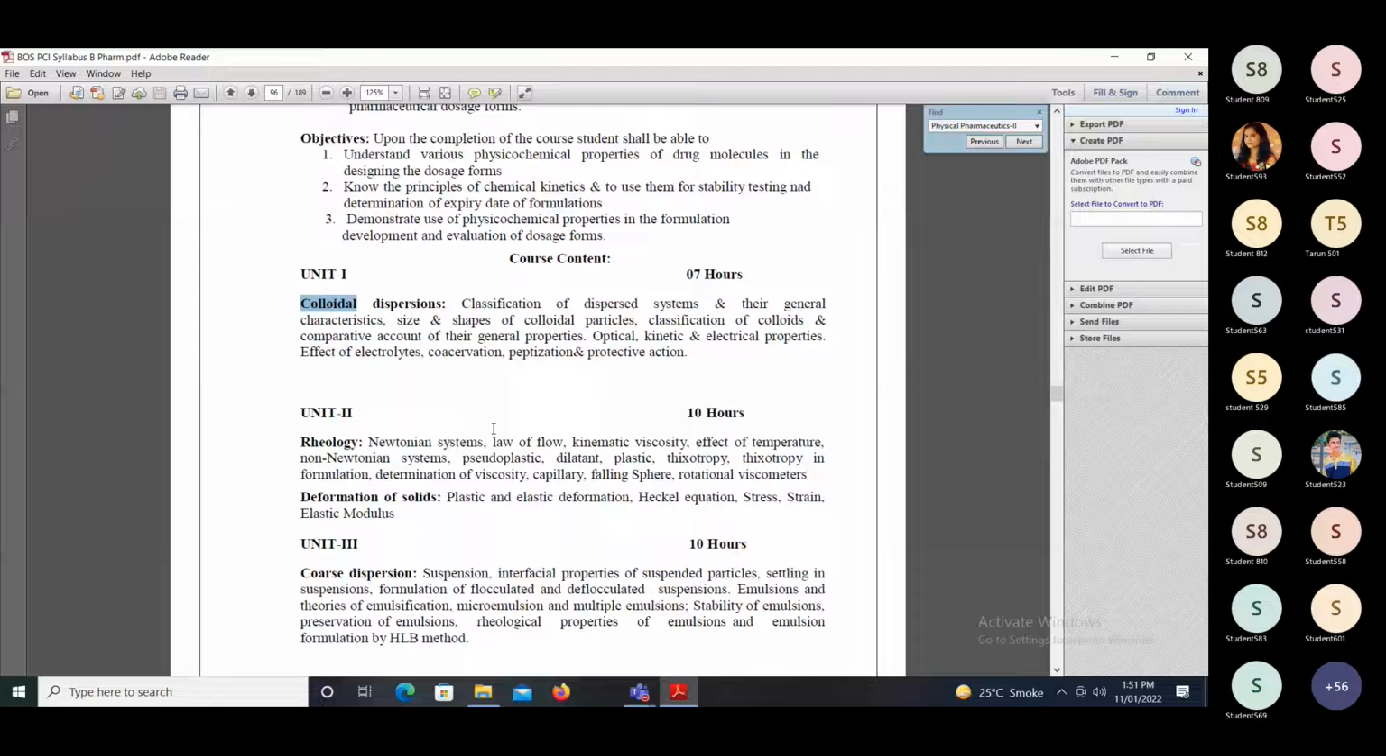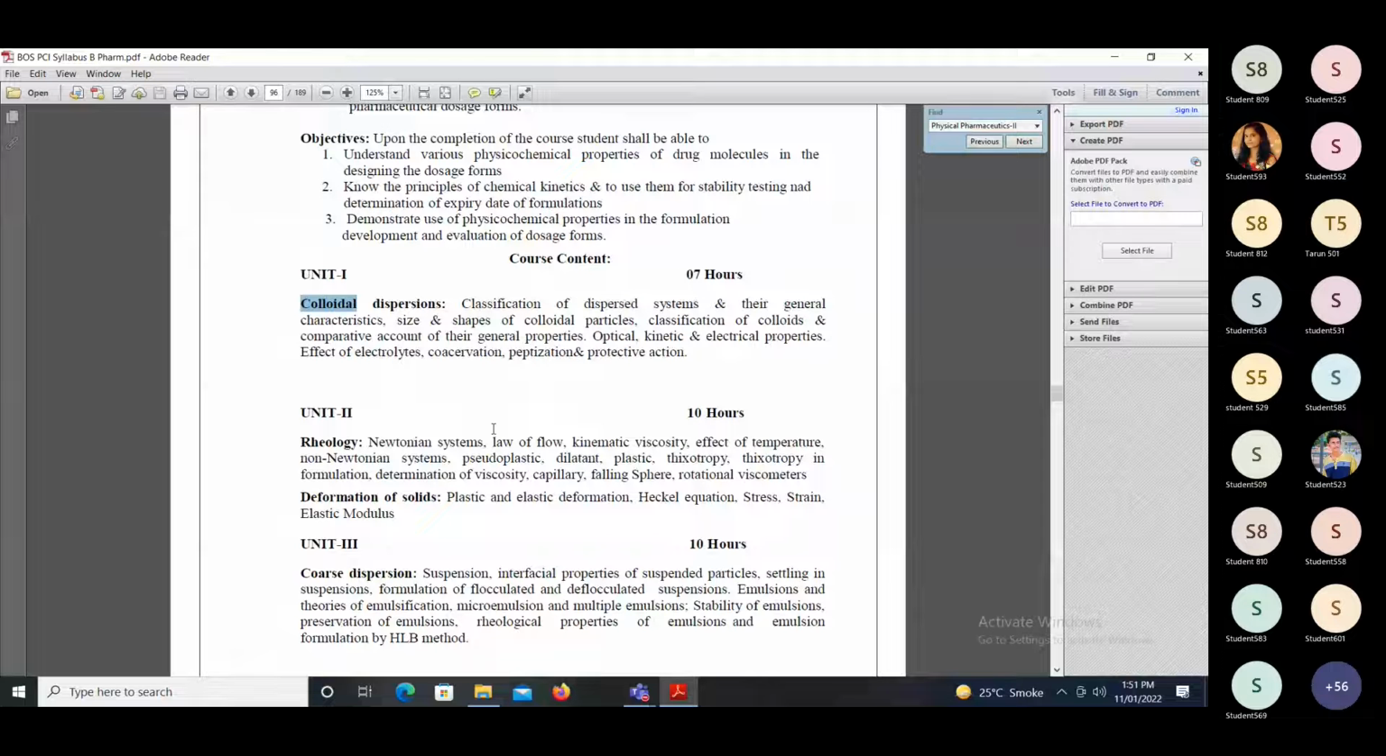Colloids are going to be classified into three types. One is lyophilic, lyophobic, and association type of colloid molecules. And their comparative properties, or the comparative account of general properties for the colloidal dispersion. Then afterwards, we are going to discuss the different types of properties for the colloidal particles, whether it is the optical properties.